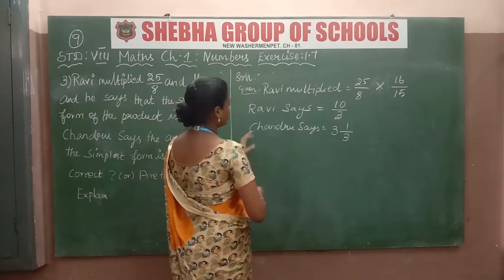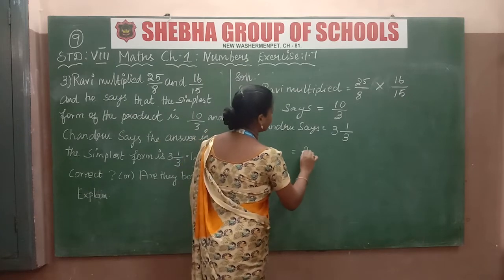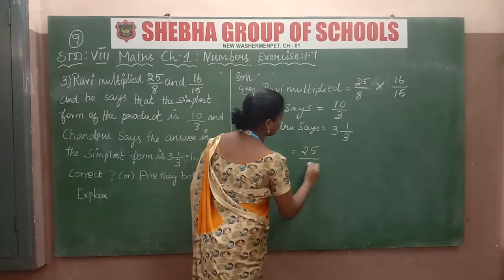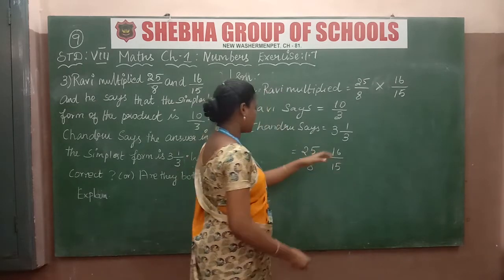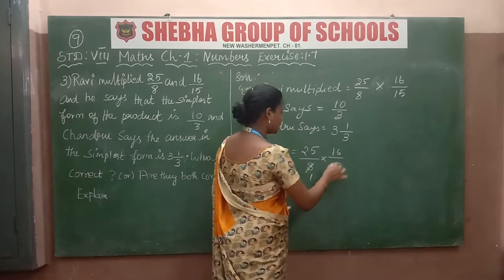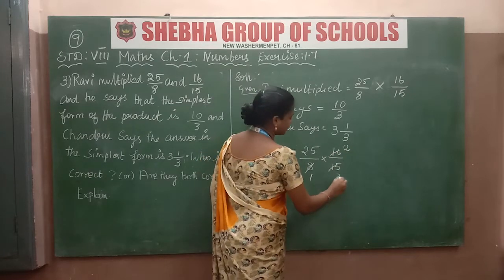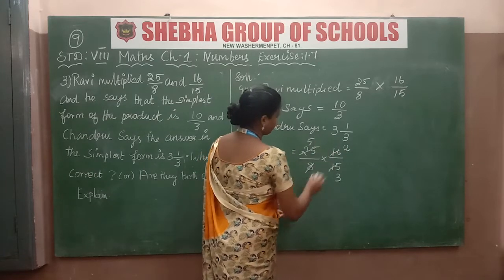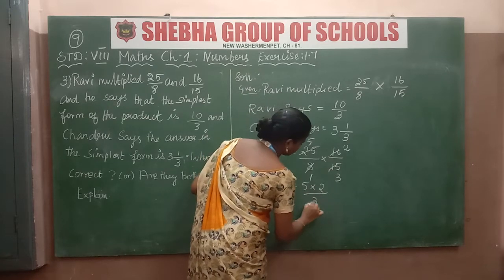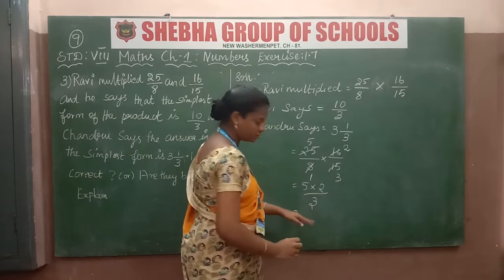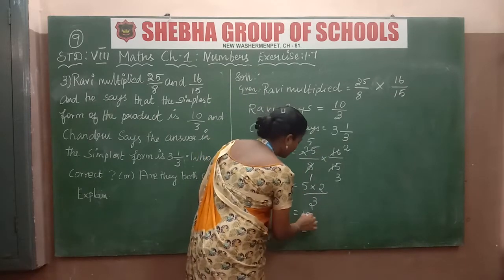So then next, Ravi multiplied 25 by 8 into 16 by 15. We have to cancel in 8 tables: 8 ones are 8, 8 twos are 16. Then 5 tables: 5 threes are 15, 5 fives are 25. Then the value is 5 into 2 divided by 3. 5 twos are 10, so the value is 10 divided by 3.